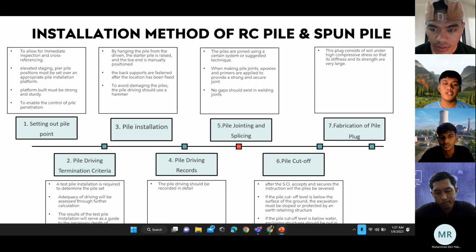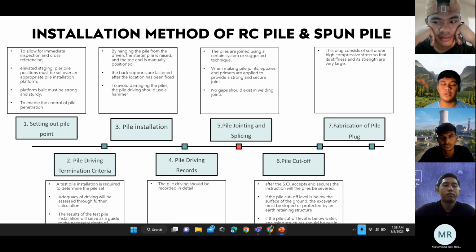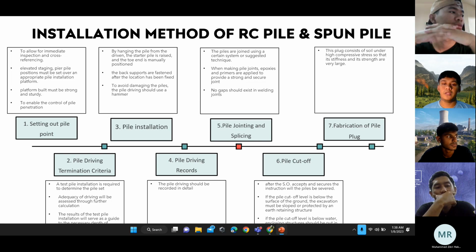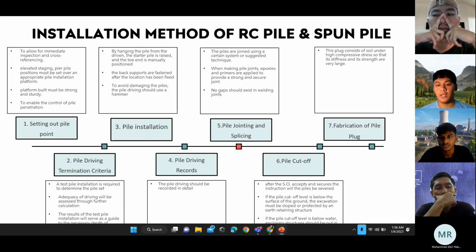The pile driving should be recorded in detail. After this, pile jointing and splicing. The piles are joined using a certain system or suggested technique. When making a pile joint, epoxy and primer are applied to provide strong and secure joints. After pile jointing and splicing, we will cut off the pile.